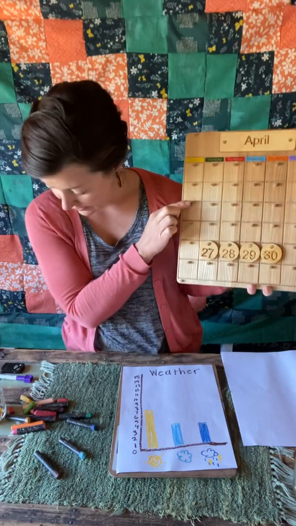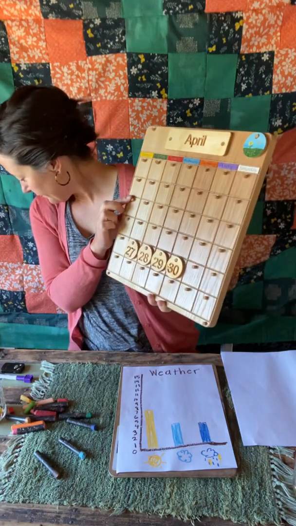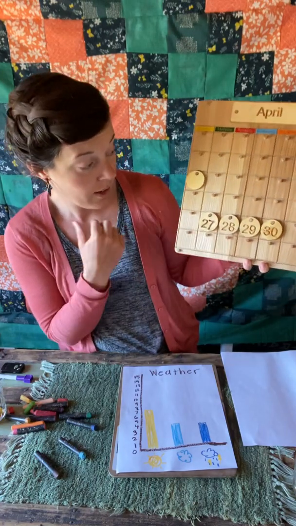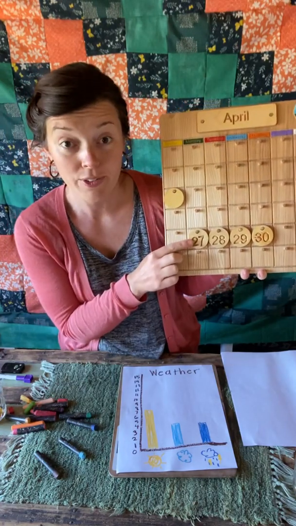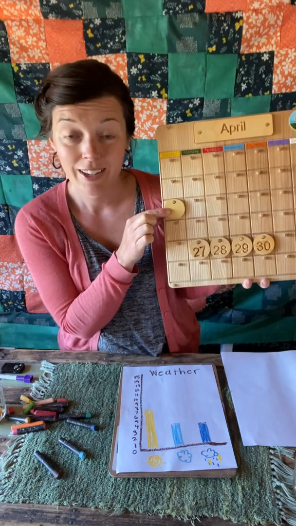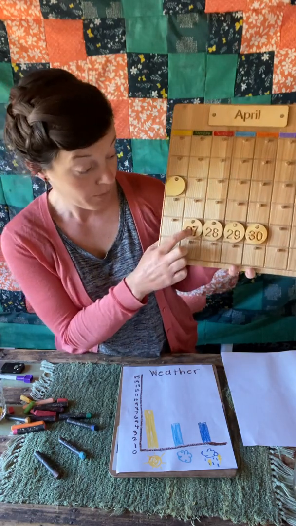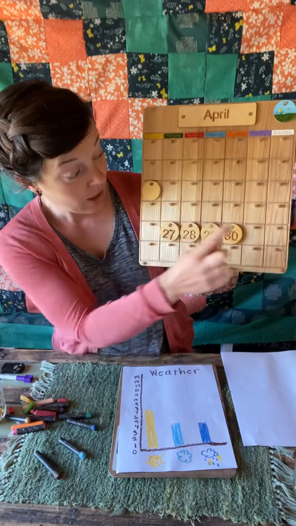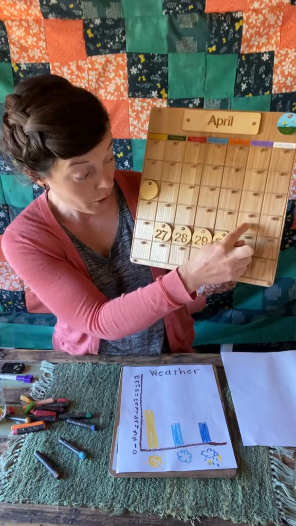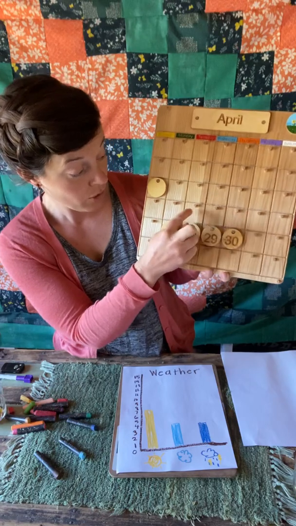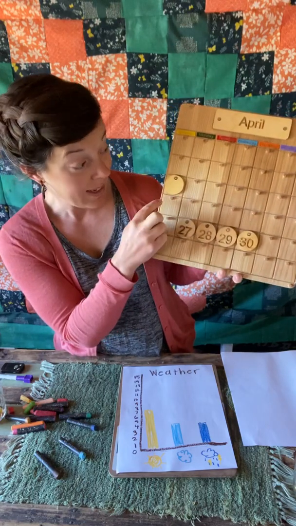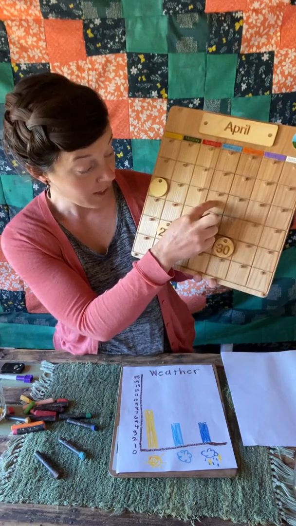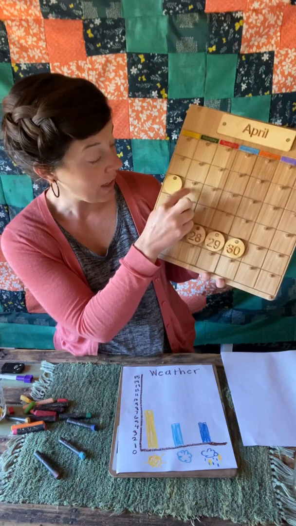Okay, so when we get to this little mark, we'll know to stop. That's when we started tracking our weather. Okay, so let's count backwards from 27 until we get to here, so we'll know exactly what day in April we started. Okay, ready? Starting to count backwards from 27. 26, 25, 24, 23, 22, 21, 20, 19, 18, 17, 16, 15, 14, 13, 12.